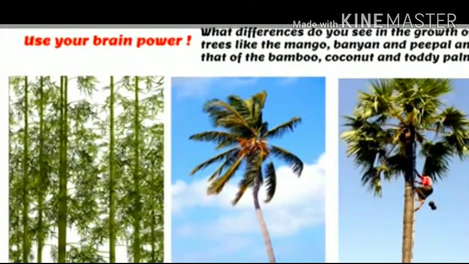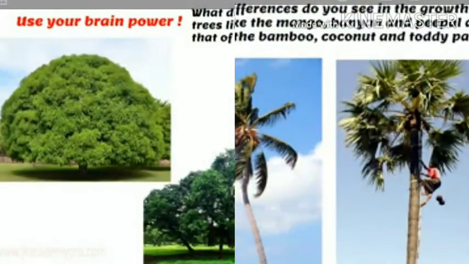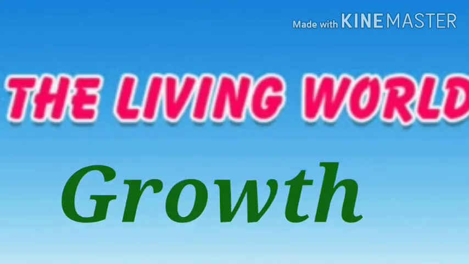Now look at another set of pictures of the bamboo tree, coconut tree and toddy palms. So what similarities can you see here? Let's see. These trees are growing straight and tall. They are not spreading out. So from these two sets of pictures, we see that there is a difference in their growth. Okay students, hope you are clear with this. Okay, fine. Now whatever we have learned, please revise that.